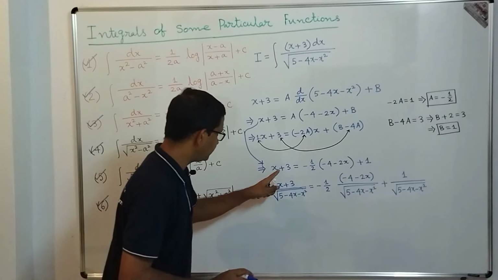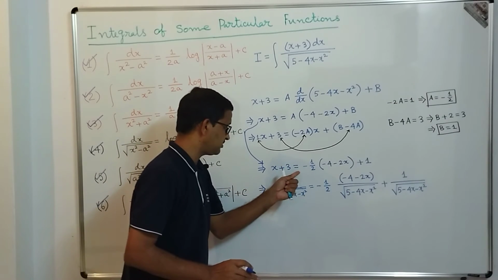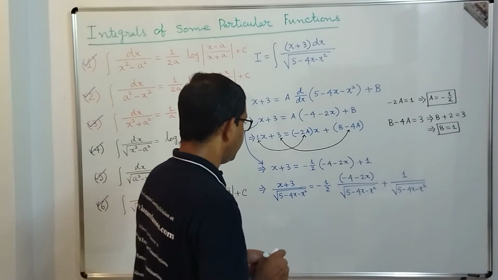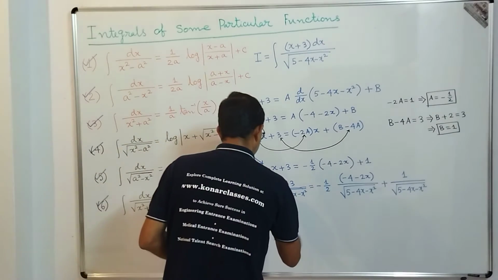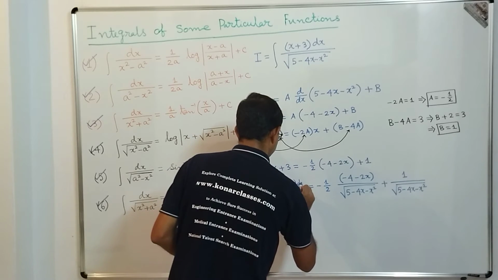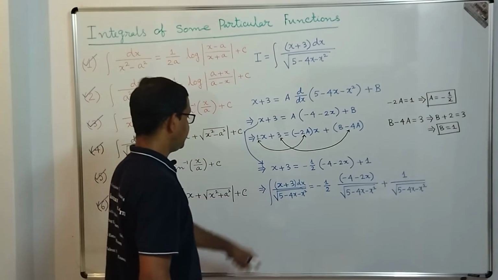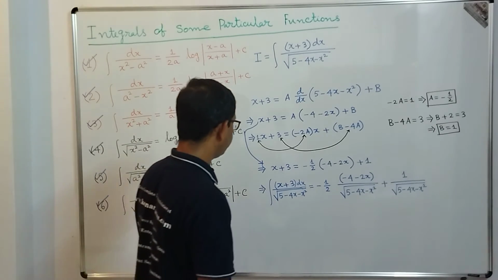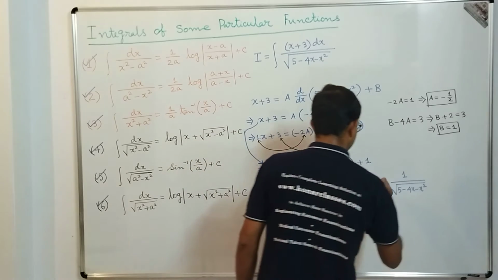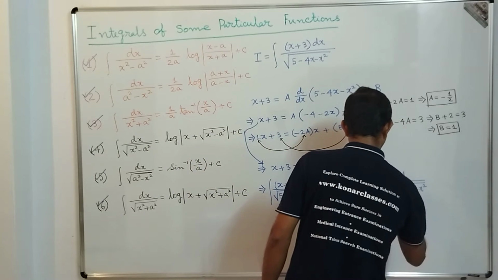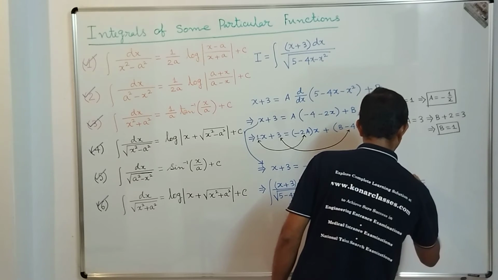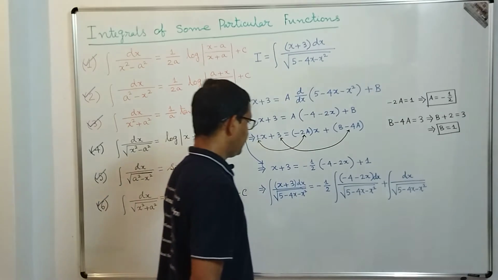Absolutely clear. We have divided both sides of this equation by square root of 5 minus 4x minus x square. Now dear students, we are going to perform integration of both the sides. So the left hand side will be (x plus 3) dx divided by square root of 5 minus 4x minus x square. In the right hand side it will be dx, correct? And the second expression in the right hand side should also be equal to dx.